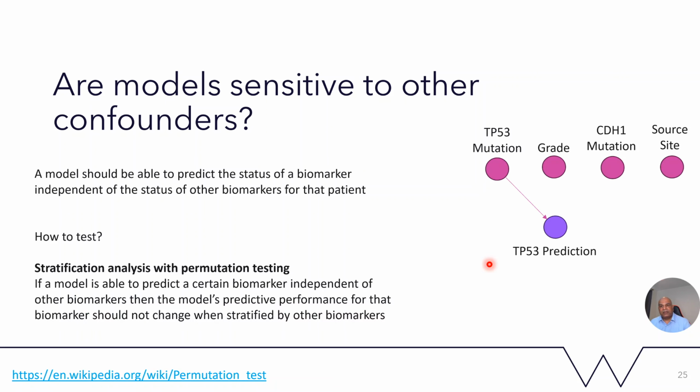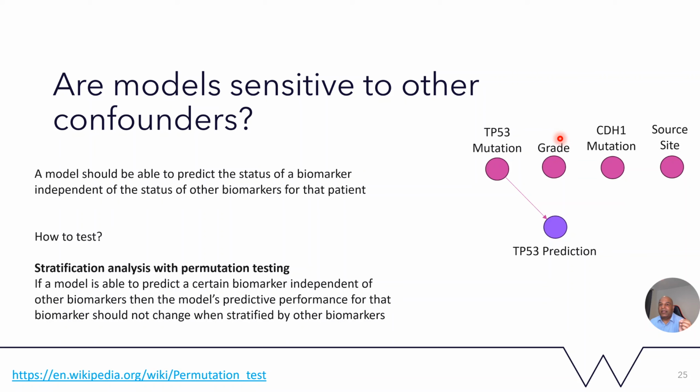Let's say we design a machine learning model to predict the TP53 mutation status. Then the only thing that predictor should base its prediction on is mutations in the TP53 gene, and it should not be confounded by, let's say, source site. So its performance for TP53 mutation prediction across different sites should roughly be the same.